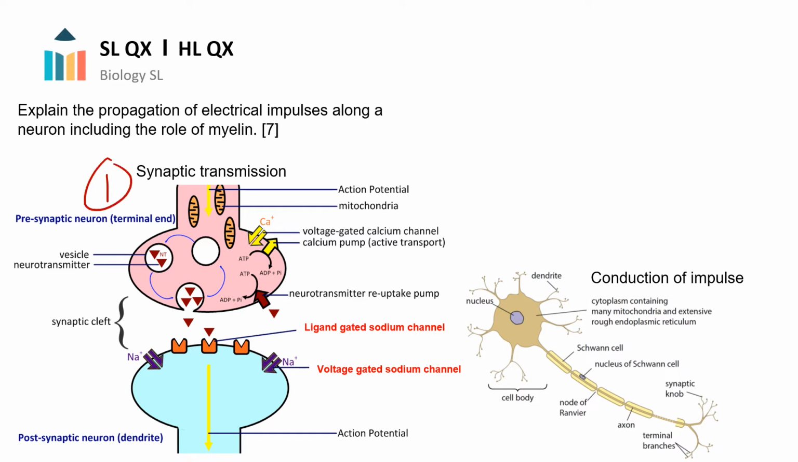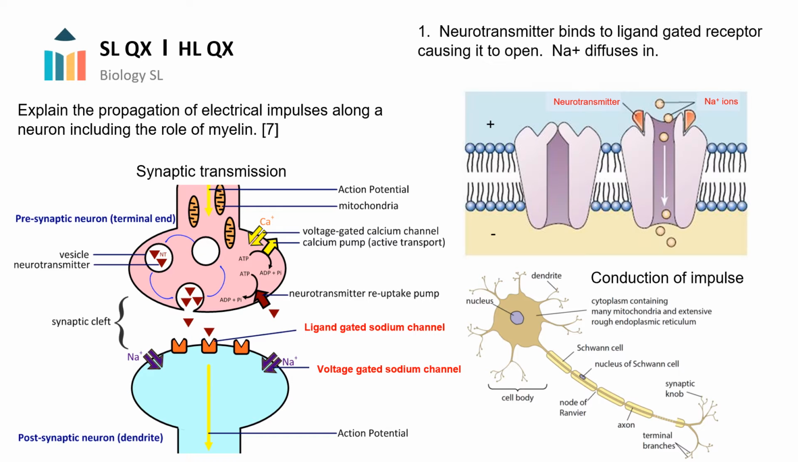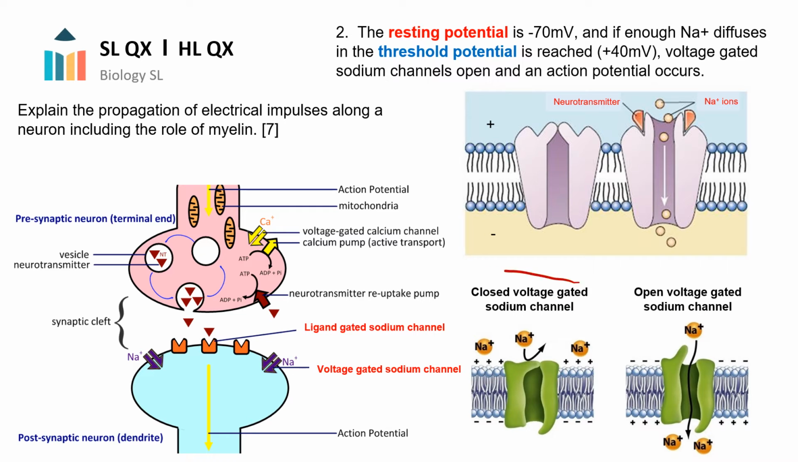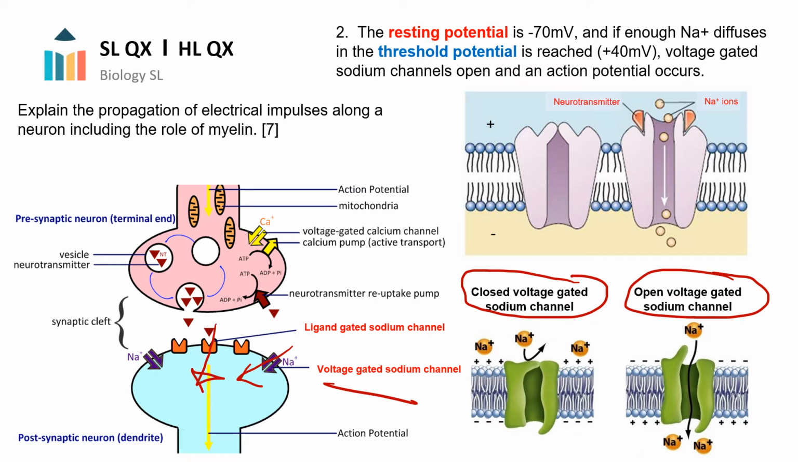One cell is going to secrete neurotransmitters which diffuse across the synaptic cleft, bind to ligand-gated sodium channels, and open, shown over here, allowing sodium to diffuse into the receiving cell. If enough of these neurotransmitters bind, what occurs is the second step. Closed voltage-gated sodium channels are going to open and allow even more sodium to diffuse in, as shown here. These are the voltage-gated sodium channels, and these are the ligand-gated sodium channels.